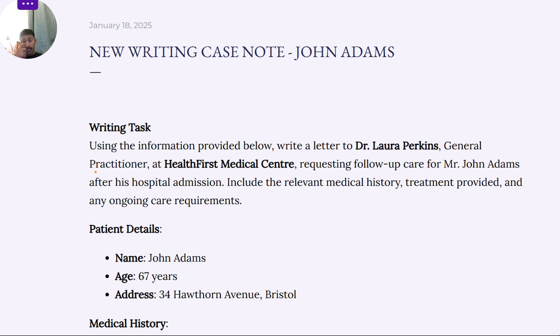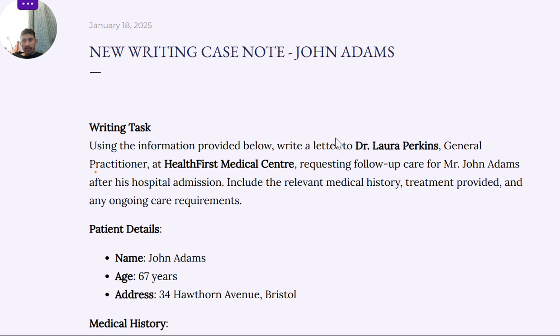Okay, so writing task. Using the information below, write a letter to Dr. Laura Perkins, general practitioner at Health First Medical Center, requesting follow-up care for Mr. John Adams after his hospital admission. Include the relevant medical history, treatment provided, and any ongoing care requirements. So this is the writing task that is already given here.